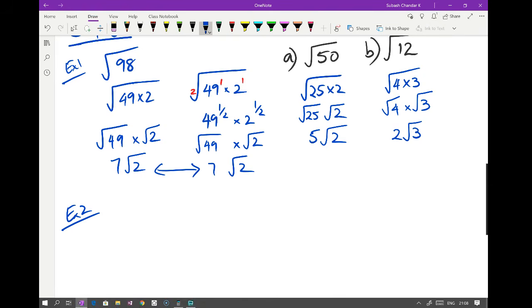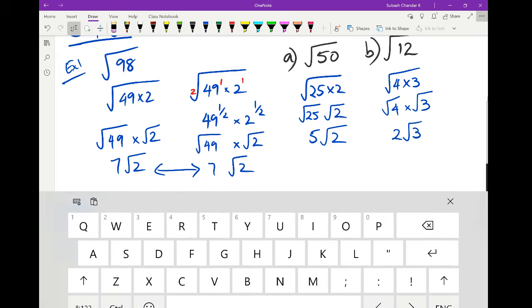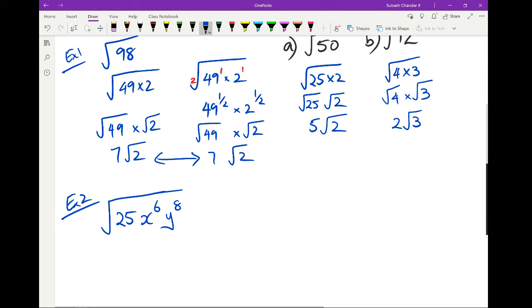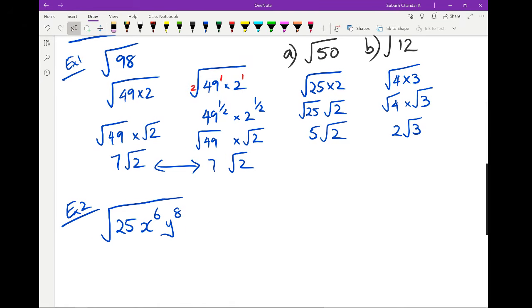So what happens when you do algebraic expressions? Let's say we've got something like this: square root of 25 x to the power of 6 and y to the power of 8. If we have this, I know the level 2s that are here should be able to just nail this, because this is pretty much what we did yesterday. But after a while you do it so often that you kind of know what starts to happen here.